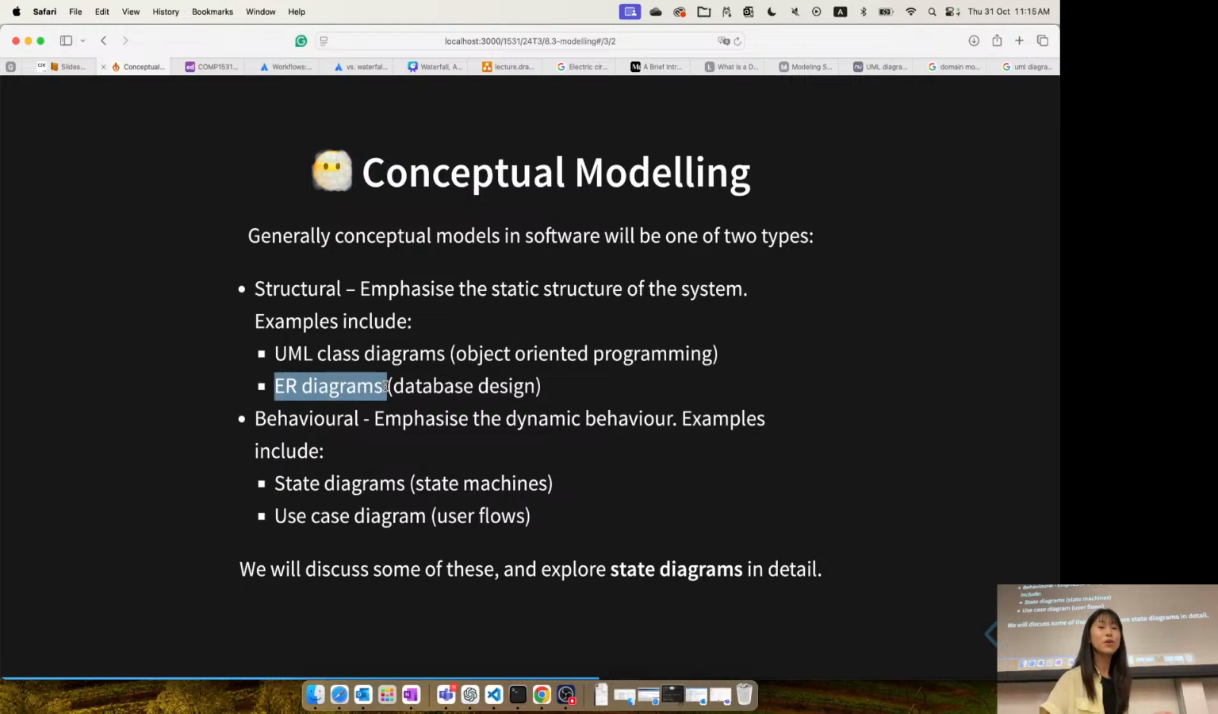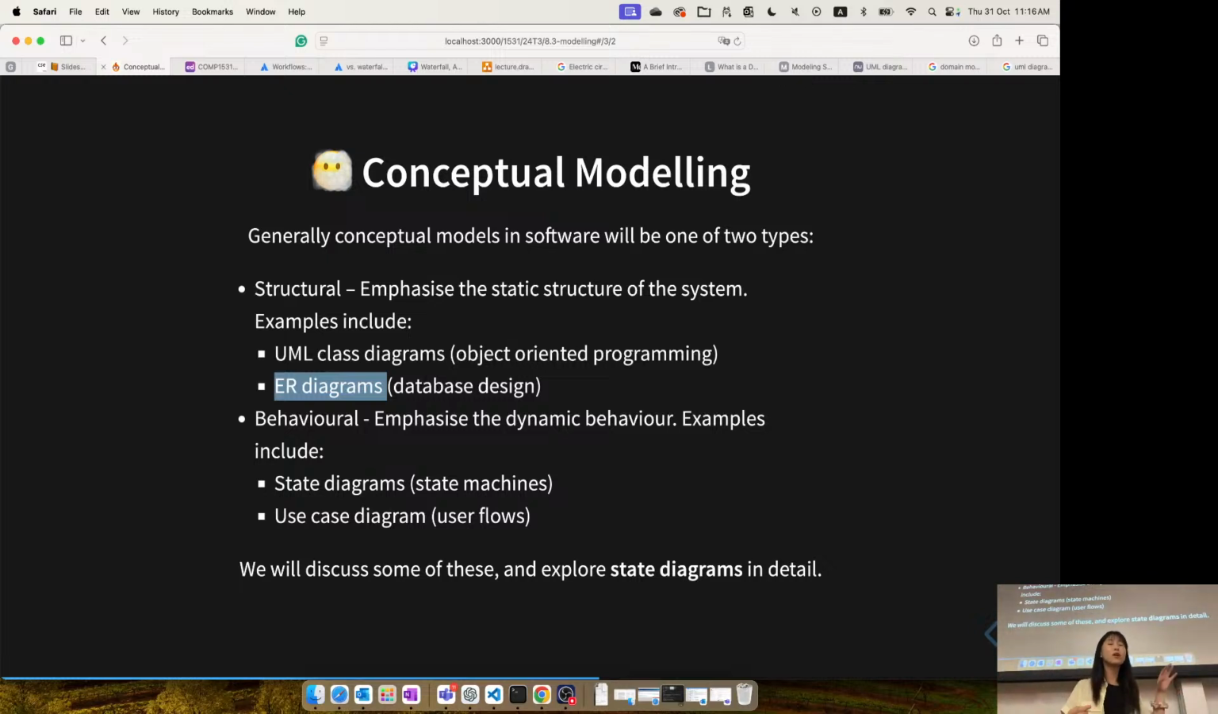Another example is called ER diagrams. An ER diagram is used to describe a database structure. For example, in your database there are some users, and users may have an account and a password. If it's a forum, they may have the student's class, right? This is static information. So the ER diagram is another example of structural conceptual modeling.